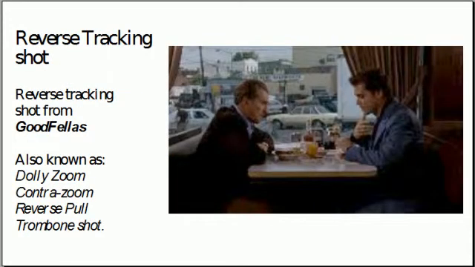Here's another famous shot. This is called a reverse tracking shot. It's also known as a dolly zoom, a contra zoom, a reverse pull, and a trombone shot. And this is a famous shot from Goodfellas, pioneered by Martin Scorsese, in which these two characters are talking to each other, and the Robert De Niro character is actually about to kill the Ray Liotta character. And the Ray Liotta character figures out that he is going to be killed by Robert De Niro.